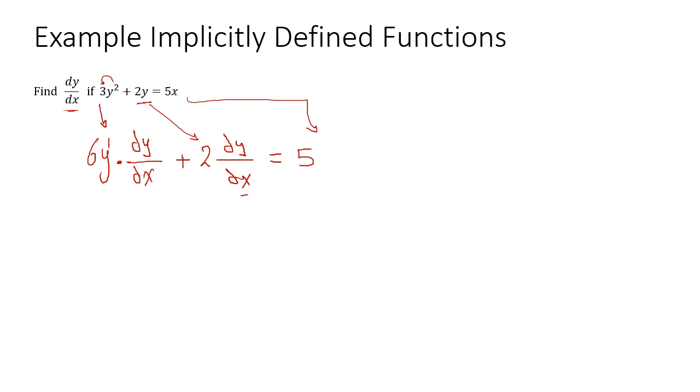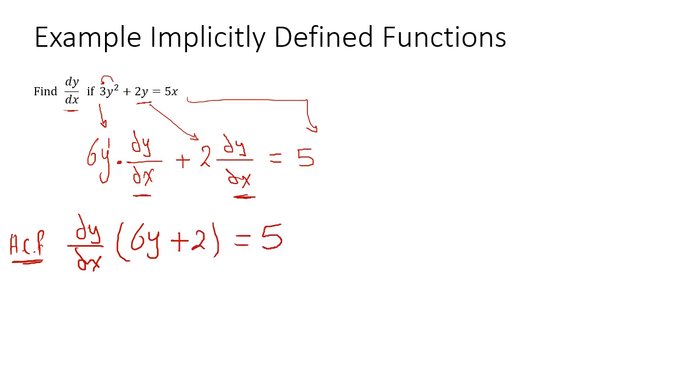Now I have dy by dx in two terms. By taking dy by dx as a highest common factor, it's going to be 6y plus 2 is equal to 5. So dy by dx is equal to 5 divided by 6y plus 2.